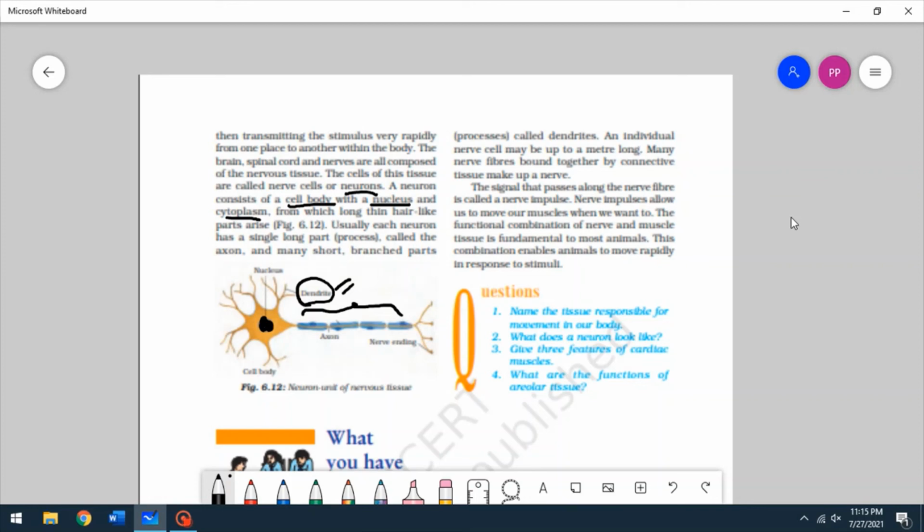Alright, and the functional combination of nerve and muscle is fundamental to most animals, because the nerve initiates the command to walk or to move our limbs, and the muscles present in those limbs initiate the movement. So a combination of the nervous tissue and the muscular tissue causes movement in animals, which is very important for survival. Alright, so this combination enables animals to move rapidly in response to stimuli.